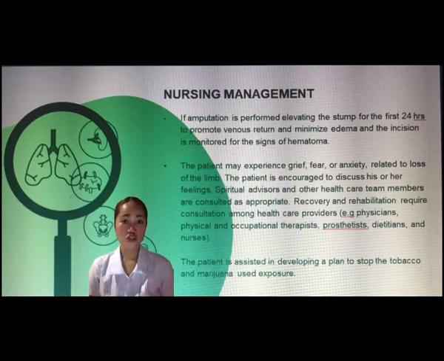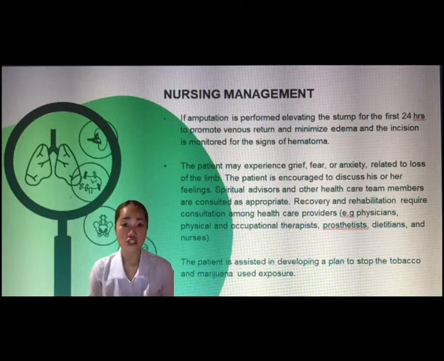For the nursing management, first, if amputation is performed, the stump is elevated for the first 24 hours to promote venous return and minimize edema, and the incision is monitored for signs of hematoma. The patient may experience grief, fear, and anxiety related to the loss of the limb, so the patient is encouraged to discuss his or her feelings. Spiritual advisors and other healthcare team members are also consulted as appropriate.